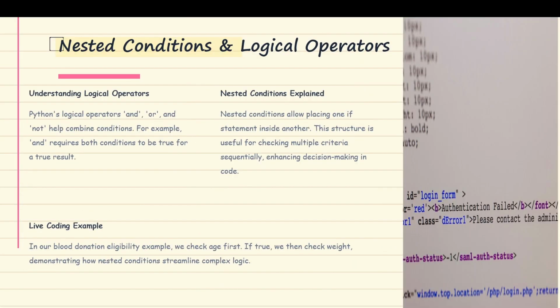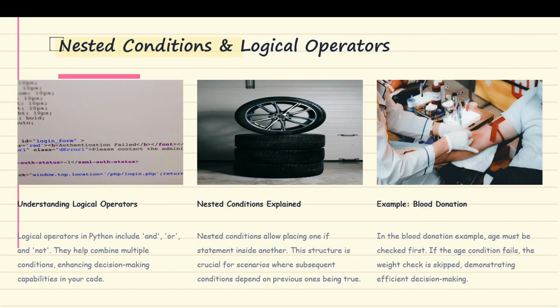As we have discussed the blood donation example, now I am giving you a short and simple homework: you have to use nested conditions for leap year, to find whether the year is a leap year or not, by using nested conditions.